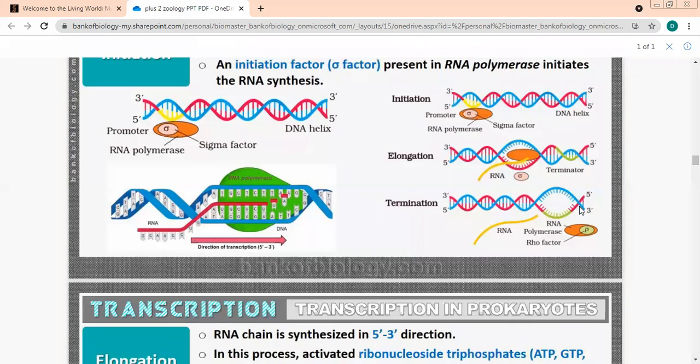Now we do not have the sigma factor binding up with this enzyme. Rather, it is the Rho factor. This is the terminating factor. This will terminate or stop the process of transcription.